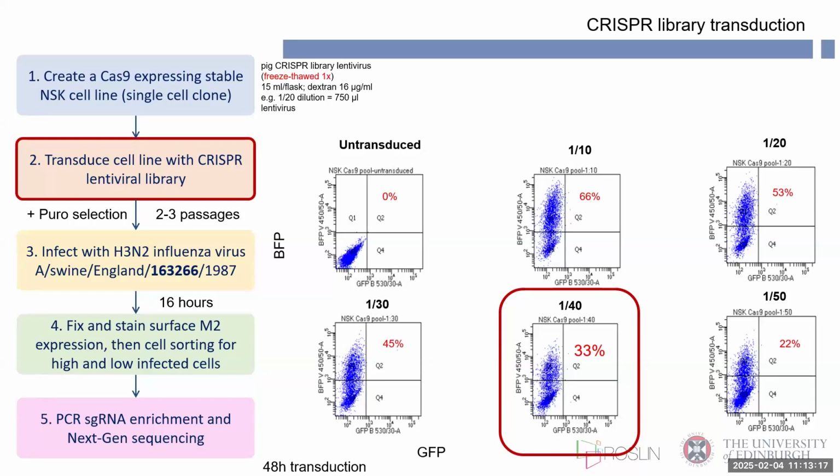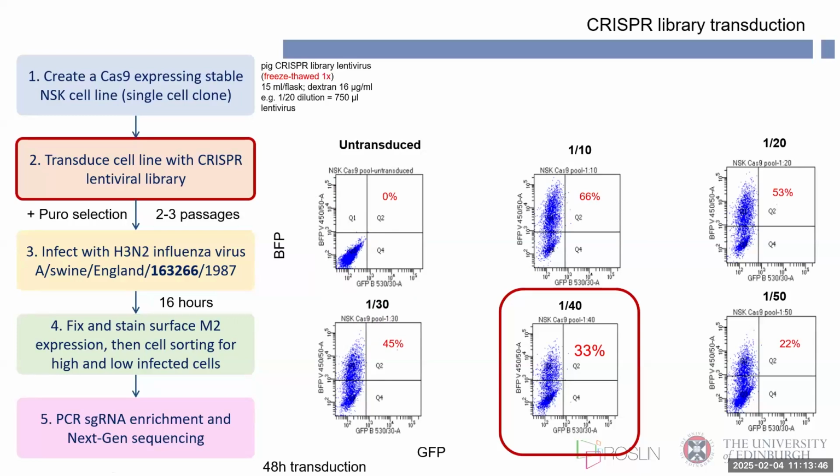And so this just shows transductions. You've got untransduced cells here, and you've got GFP here. We've got GFP here, but we're not actually using GFP in this. Untransduced, you've got no fluorescence. And then you've got 1 in 10, 1 in 20, 1 in 30, 1 in 40, 1 in 50. This is just the dilutions of the lentivirus. We haven't used actual titers. We're just going with dilution.